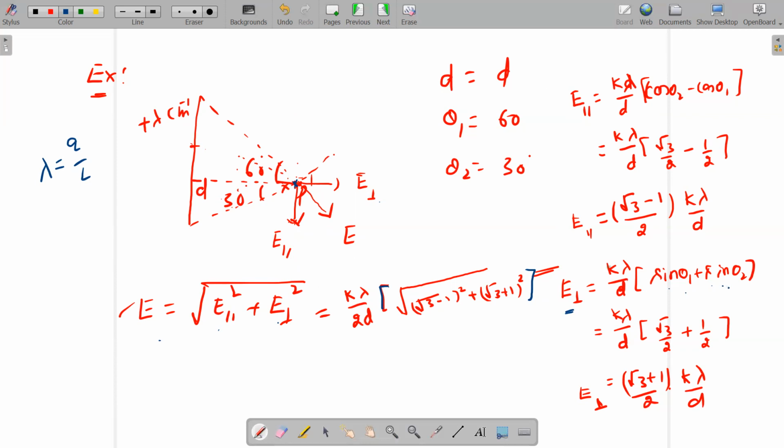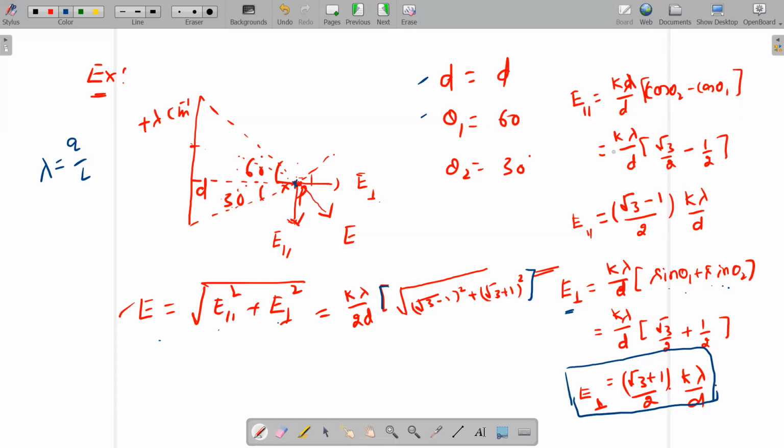K is a constant, lambda is a constant. What is D? What is theta 1? What is theta 2? We have to find these in this kind of questions. D here is given as D only. Theta 1 is the upper angle, which is 60, and the lower angle is theta 2, that is 30. We have to take all with positive signs. Substituting them in E perpendicular, you get K lambda by D into sin 60 plus sin 30. Sin 60 is root 3 by 2, sin 30 is 1 by 2, so further you can write it as root 3 plus 1 by 2 into K lambda by D. This is E perpendicular. I hope it is clear for you guys how to find this.